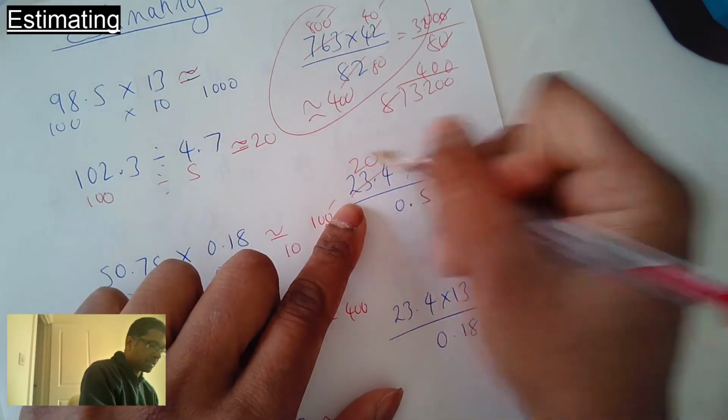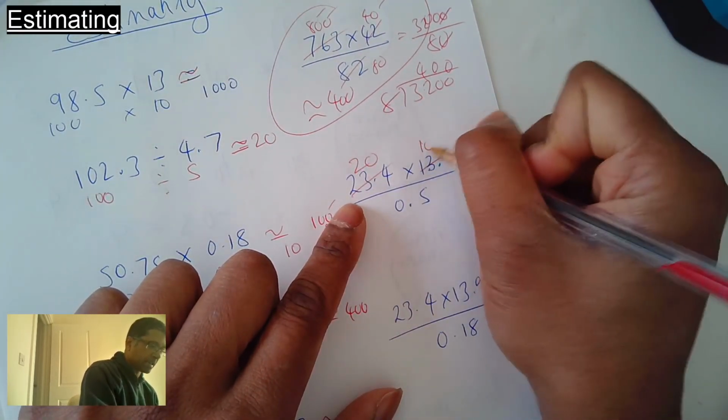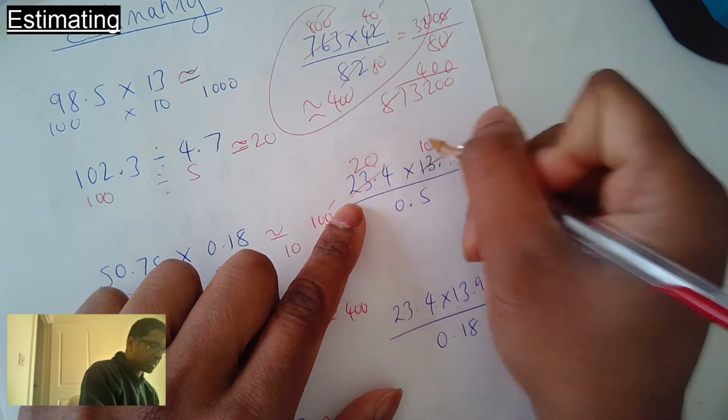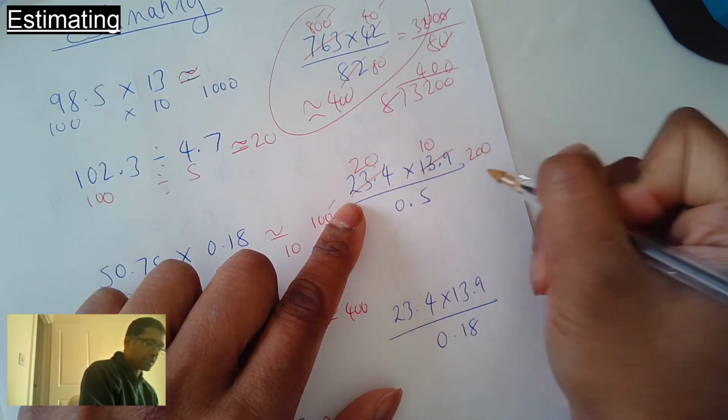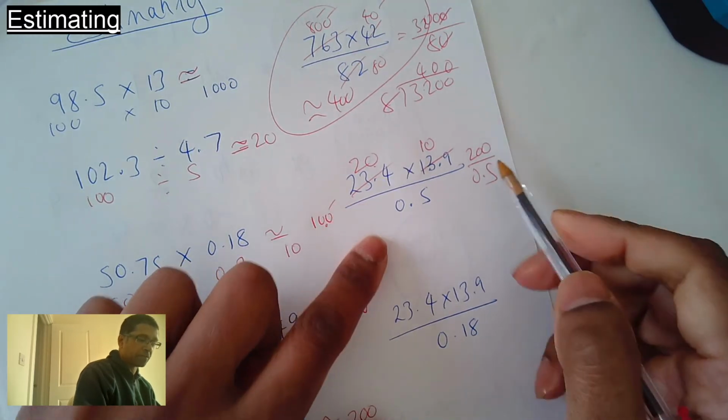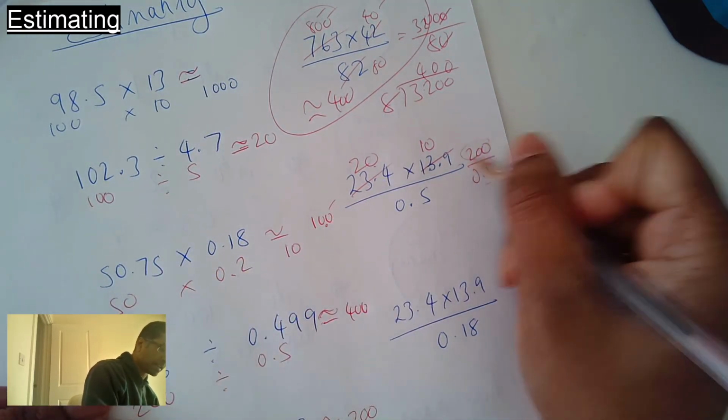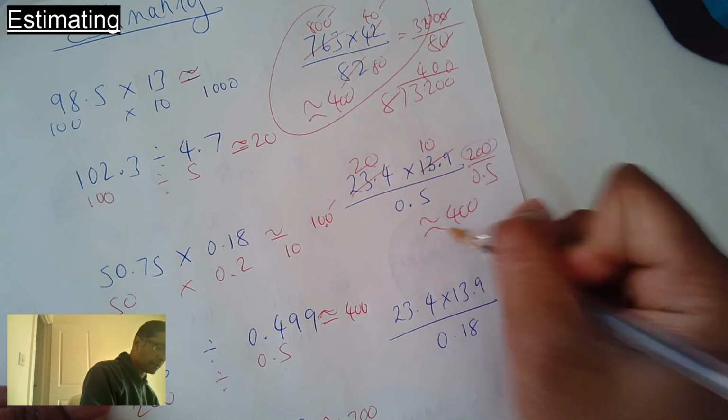Next. That's around about 20. That's 10. 20 times 10 is 200. Divided by 0.5. Remember, when you divide by 0.5, you double the answer. That's 400.